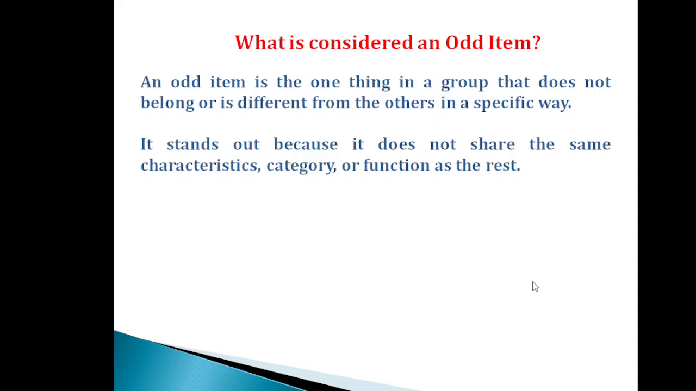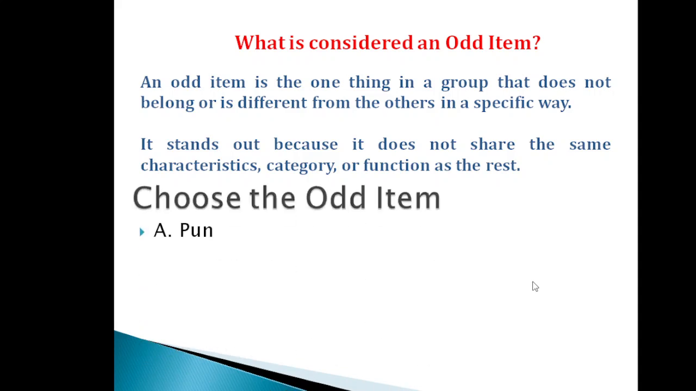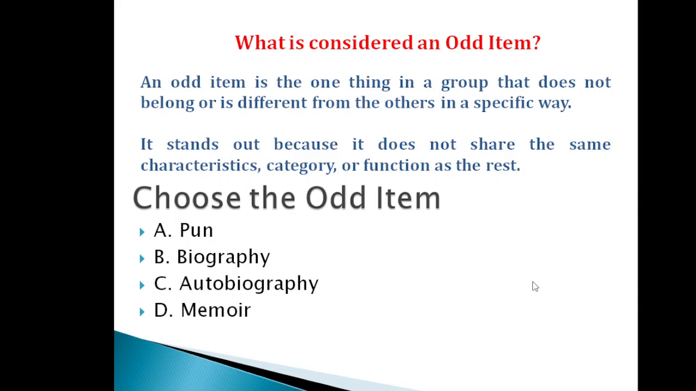Once you understand the scenario I just gave, whatever question relating to picking out the odd item that comes in your paper one, which is the objective portion of literature in English, you will be able to answer. Now let's look at an example, this example that we've been talking about. The question says, choose the odd item. A, poem. B, biography. C, autobiography. D, memoir.